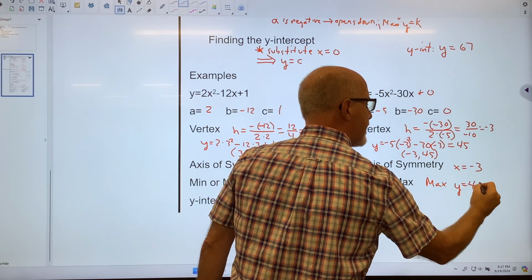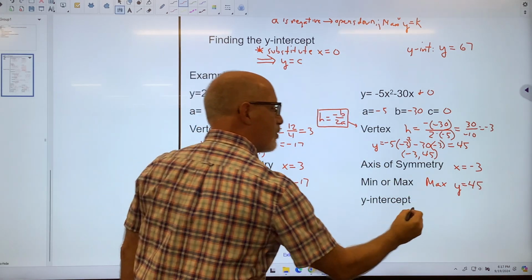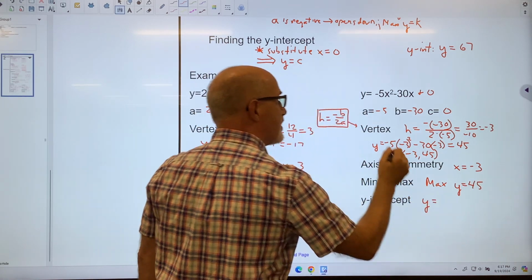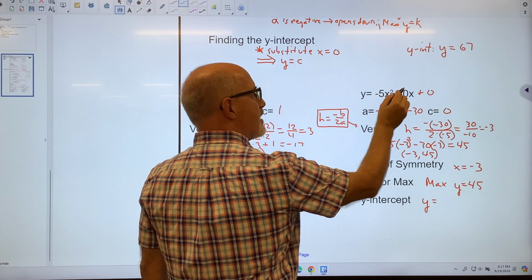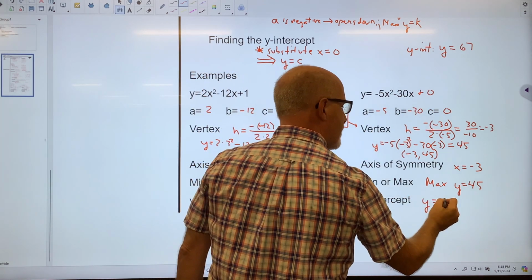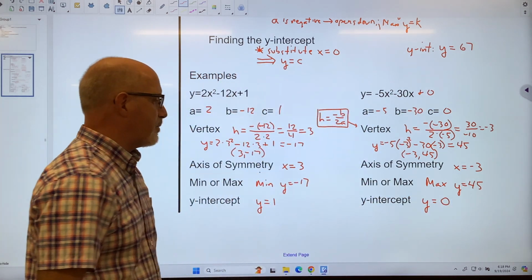It's that 45. And then lastly, the y-intercept is where you put in 0 for x. You get 0 minus 0 plus 0, that's c value, so the y-intercept will be 0.